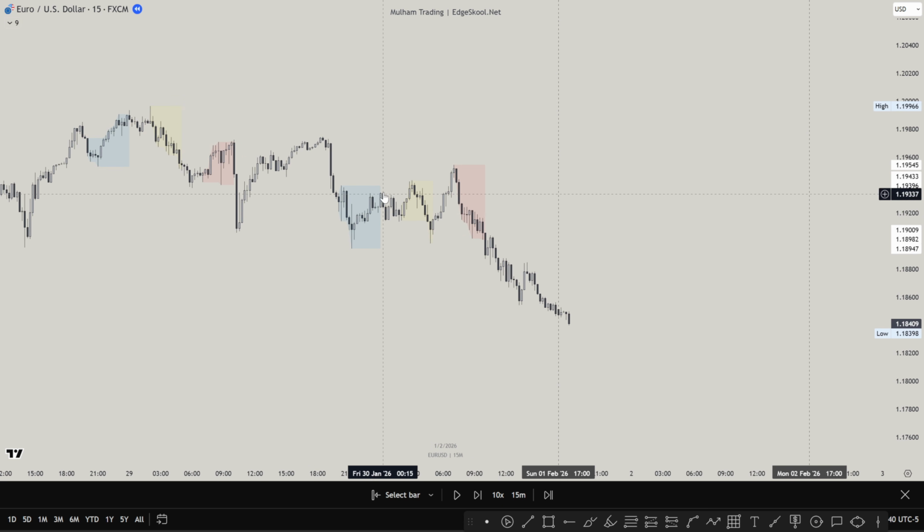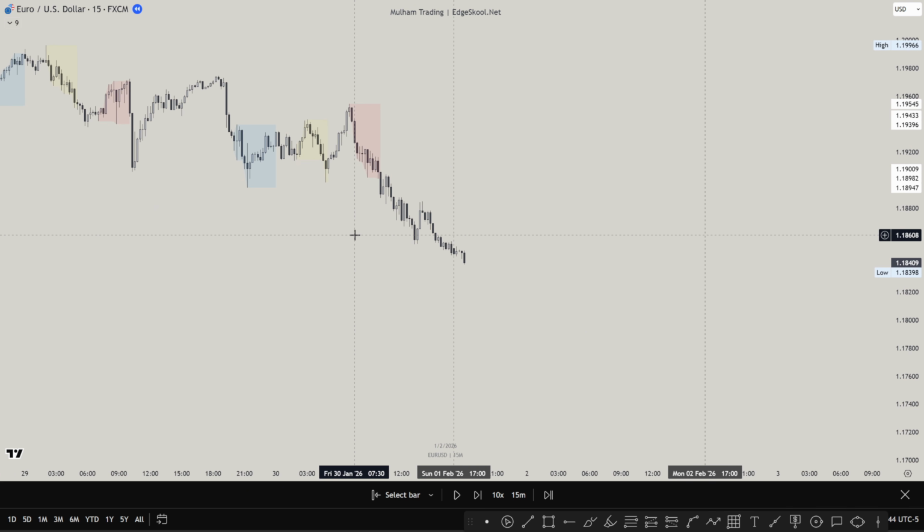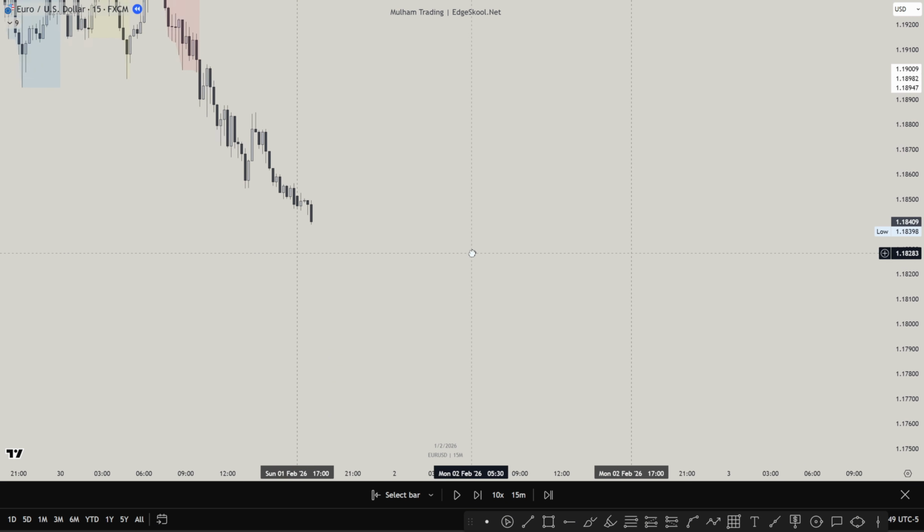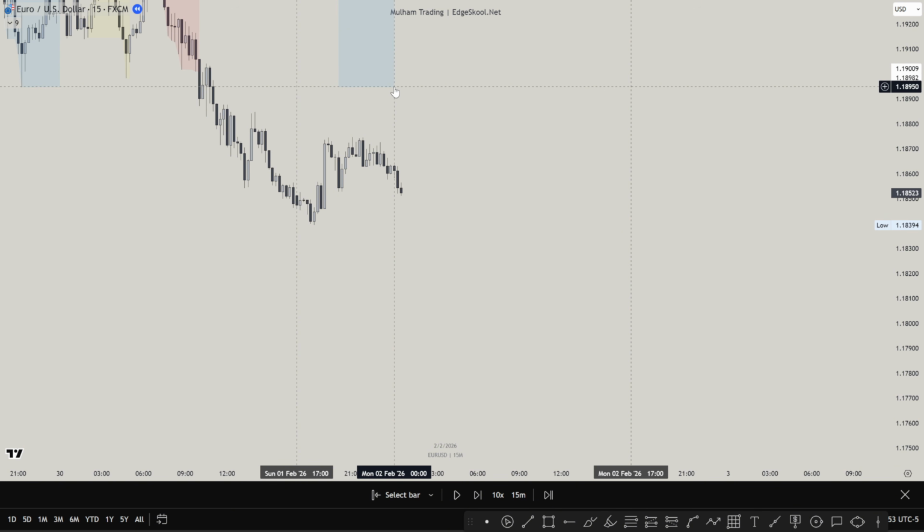Now I do have this indicator that shows me the sessions. So this is Asia, this is London, and this is New York. I already have a video explaining all my indicators. I'll have that in the description. Now, playing the price action, we want the Asia session to finish. Sometimes there is a problem with the indicator. This is Asia here and this is midnight.